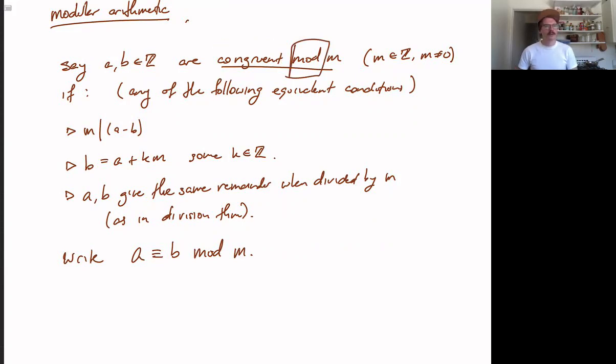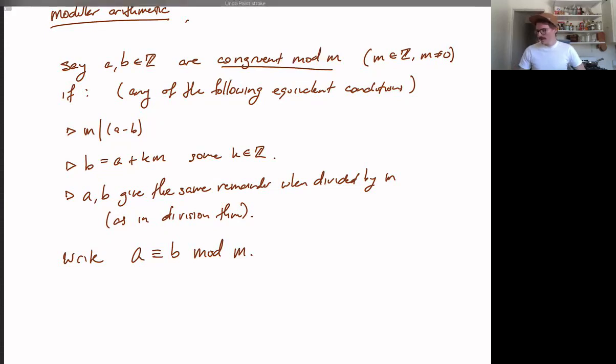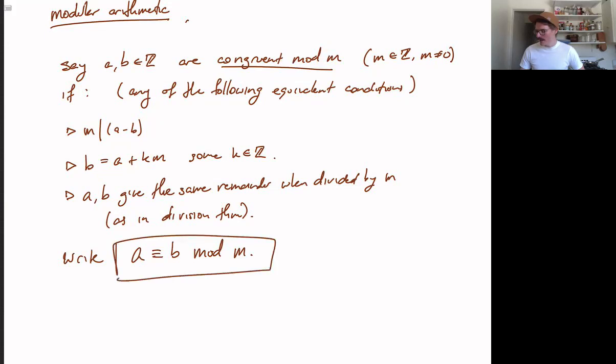Mod is short for modulo. So something to do with a modulus. But I don't exactly know why it's the word we use. Gonna just have to get used to it. But this is the notation. a is congruent to b mod m.